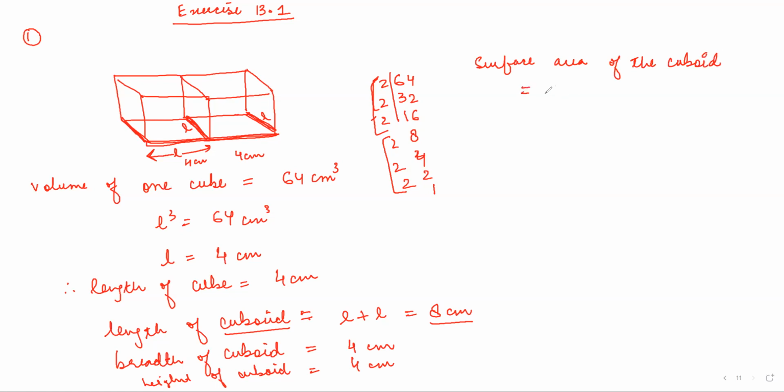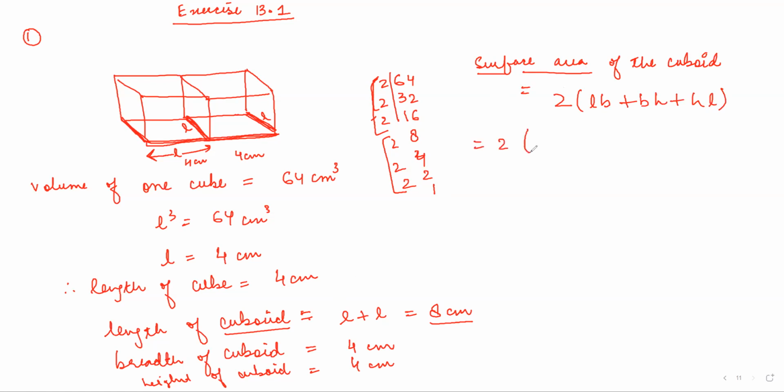Yes, so when it is not written that lateral surface area, that means you have to find the total surface area. Understood? So whenever in the question you have surface area, that means total surface area. So 2 into LB plus BH plus HL. Okay. Now put the value, simple.